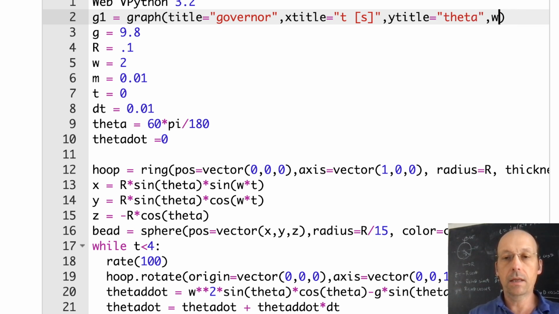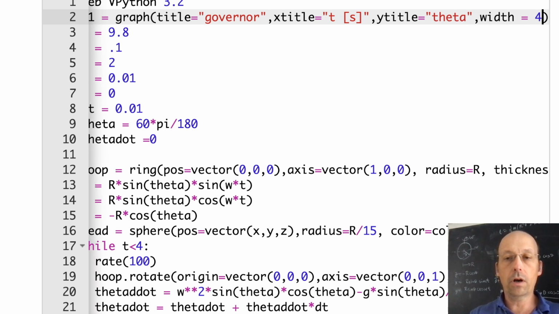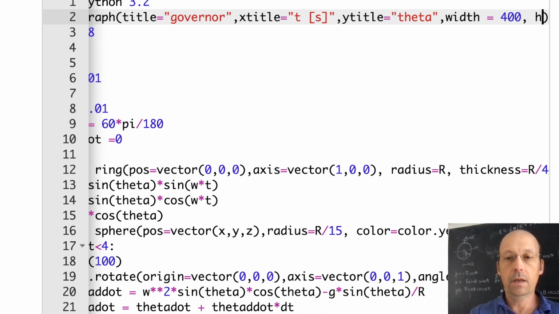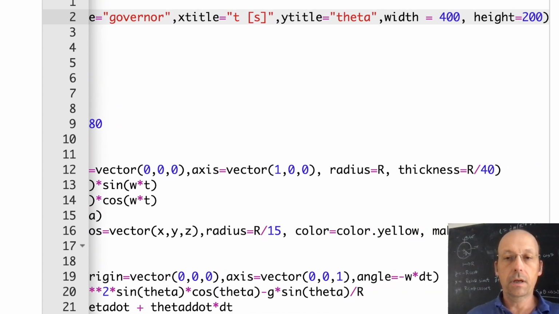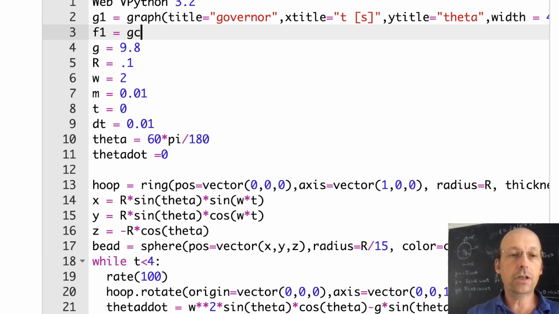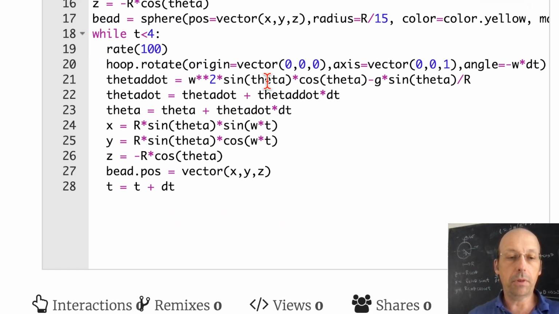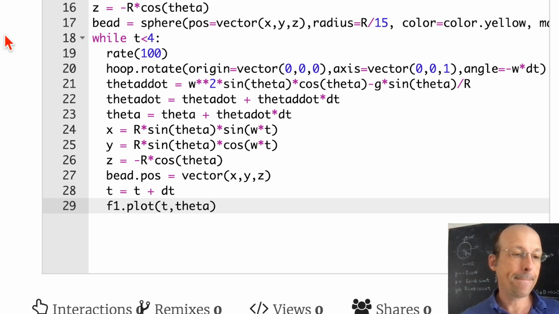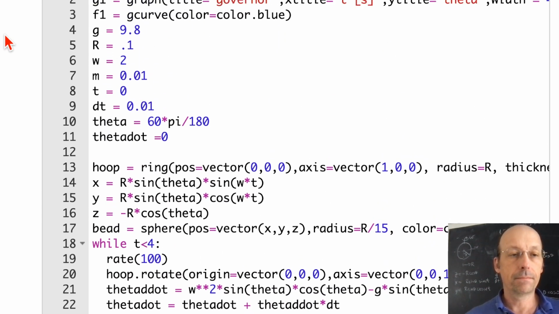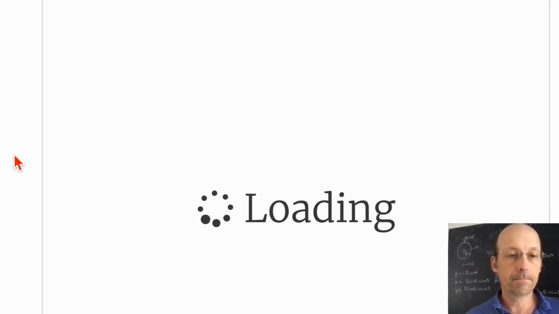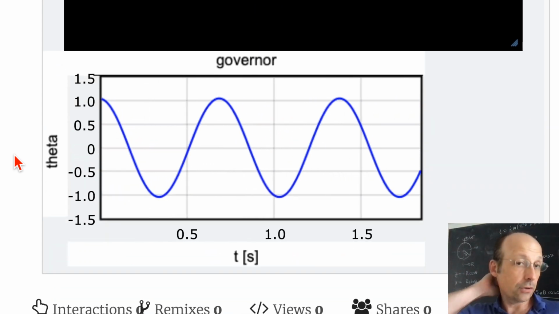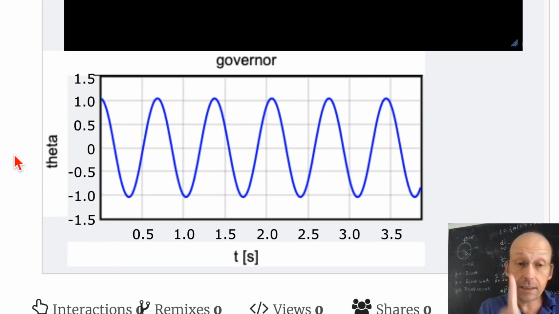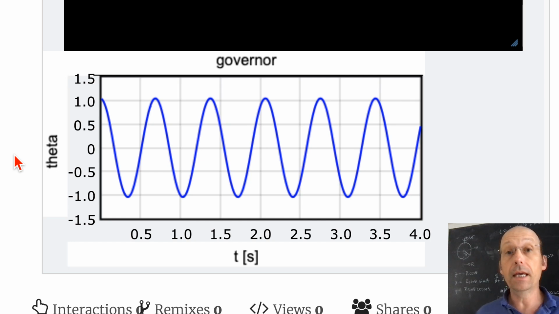And then width equals 400. Height equals 200. And then F1 is gcurve. Color equals color.blue. And then down here I can plot F1.plot t, theta. Okay, so it just oscillates back and forth. That's not quite simple harmonic motion, but that does lead me into my next question.